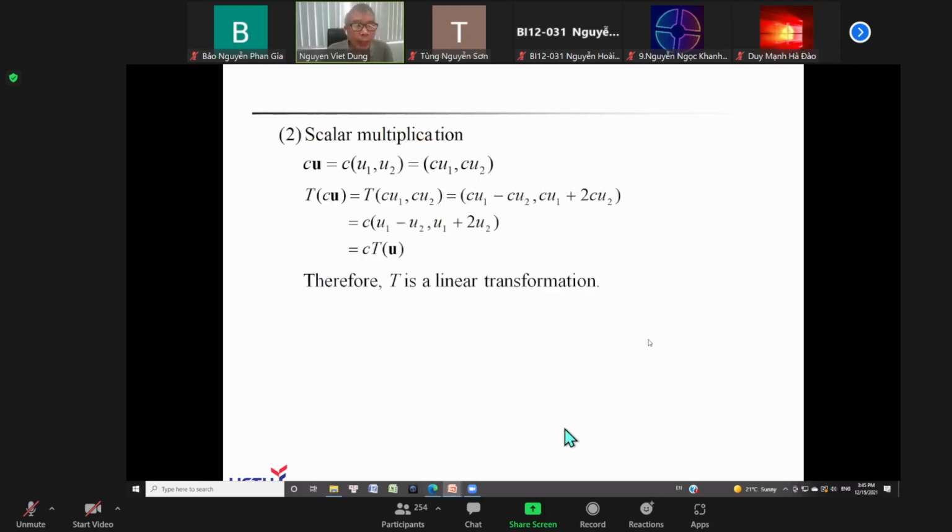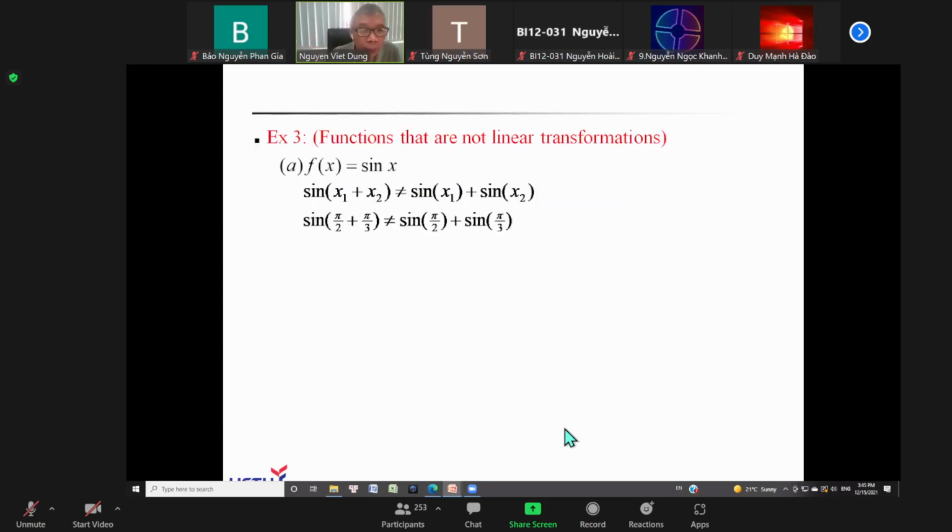The same goes for scalar multiplication. If you take c times u, you get the coordinates c u1, c u2. And if you apply the formula for T, you get c times T u. So you see that T satisfies the two axioms for a linear transformation. That is what you need to verify here.